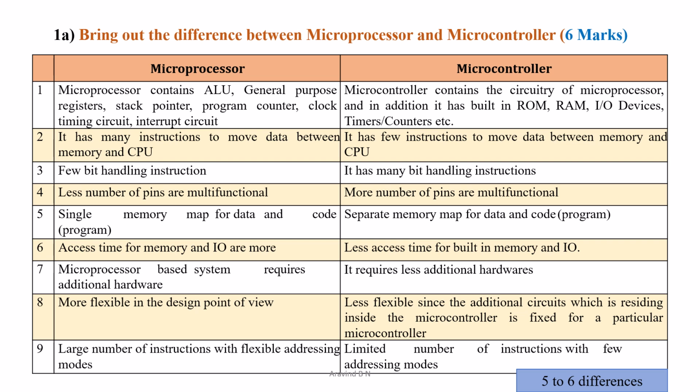There are so many differences that you can make out. I have listed all of them. Among these differences, at least you must mention 6 differences, so that each difference can carry 1 mark. If you mention at least one additional, that is 7 differences, that will be much better. So you can just go through all these differences.